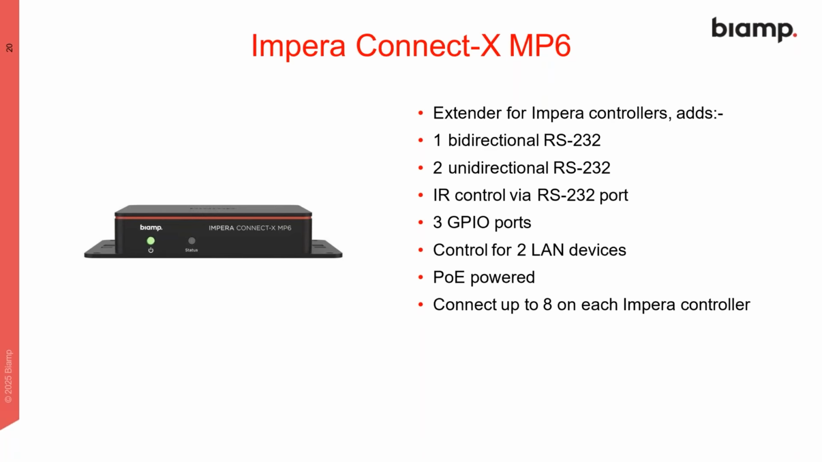So let's say that you have an Impera Touch 8i. It controls only 20 LAN devices, right? So what if you want to control an RS-232 unit? You'll be using this XMP6. So XMP6 acts as an expander. It has 1 bidirectional RS-232, 2 unidirectional RS-232, 3 GPIOs, and it has an additional 2 LAN devices. So you can use up to 8 XMP6 in a single solution. Whatever I have said, multiplied by 8, you can use in a single solution.